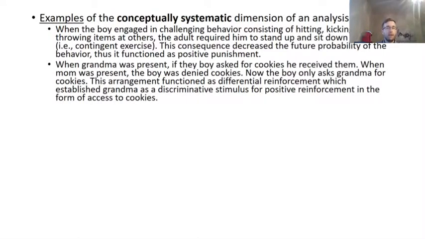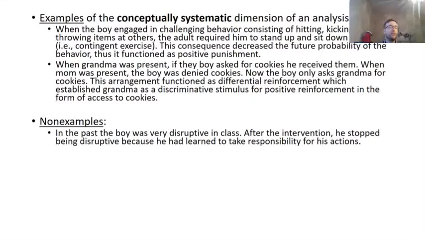When grandma was present, if the boy asked for cookies, he received them. When mom was present, the boy was denied cookies. Now the boy only asked grandma for cookies. This arrangement functioned as differential reinforcement, which established grandma as an SD for positive reinforcement in the form of access to cookies. Now here are some non-examples of conceptually systematic.